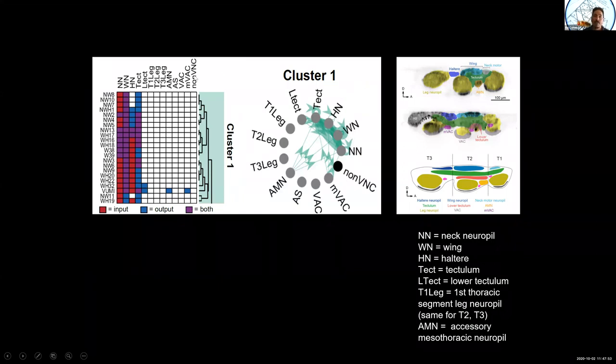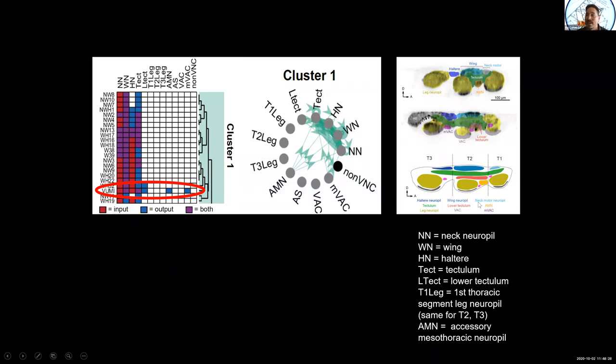And so for example, this cluster has a bunch of neurons, and this one in particular, the VUMI, has projections. In other words, it connects all of these different parts. It connects the neck neurons, the wing neurons, the halteres, the tectulum. It connects the AMN, which I have my little cheat sheet here, is the accessory mesothoracic neuropil. It connects the MVAC, which I don't think I even put that on here. Okay, I don't have my cheat sheet.